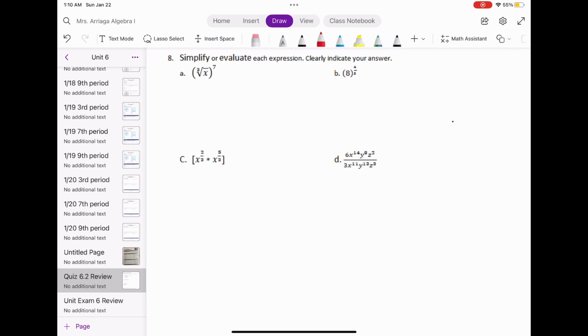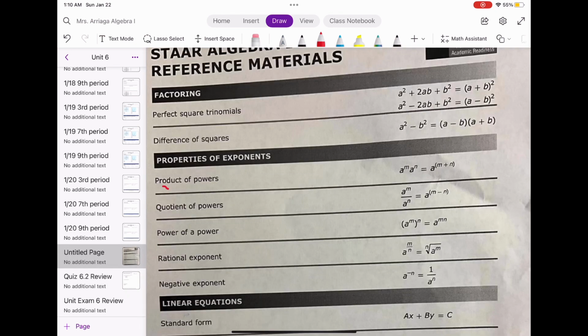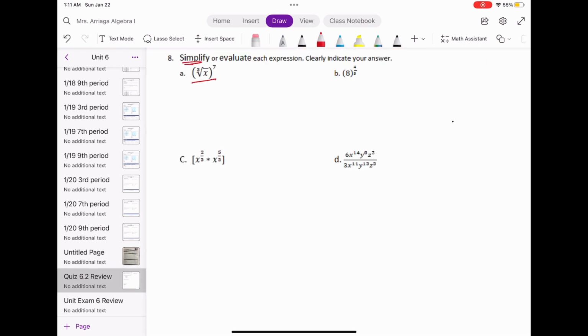Okay, now let's do number 8. Number 8 asks us to simplify or evaluate. Letter A. Letter A looks like a radical, right? And that's a rule. Let's change the radical to a rational exponent. So we know that the number on the right side of the radical is going to be m. The number on the left is going to be n, and then the base is a. So we already know that the number on the right is 7, so that's our m. The number on the left, n, is 3, and the base, a, is x. So let's write that in rational form. So our a is our x, our m is a 7, and our n is a 3. And that's our answer.